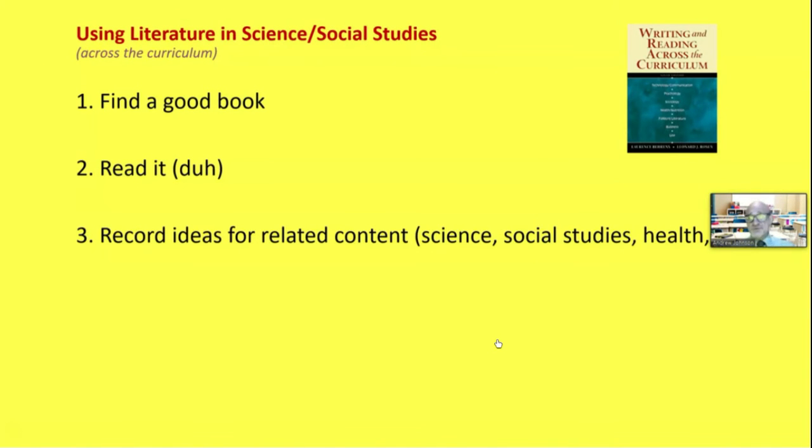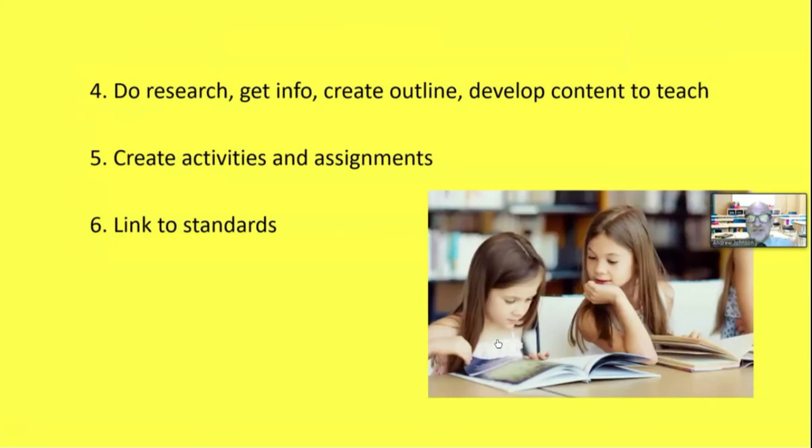Now, you can use this across the curriculum. Yes, in science and social studies. First, you find a good book, you read it, and you record ideas related to the content area, science, social studies, or health. For example, reading Hatchet, there's a lot of good ideas about the environment and science and such things, all right? You need to do a little research, get some information, create an outline, and develop the content that you want to teach that goes with each chapter.